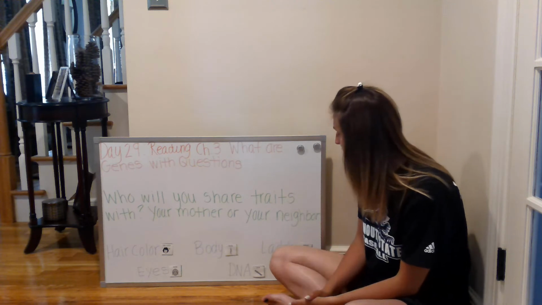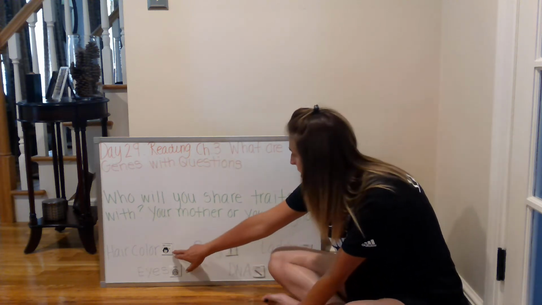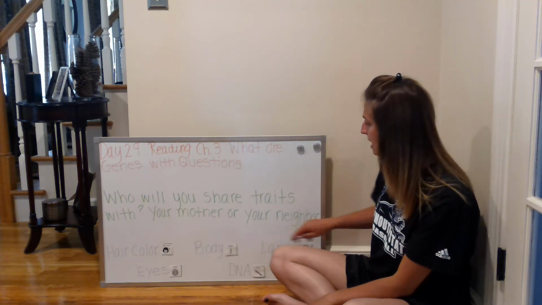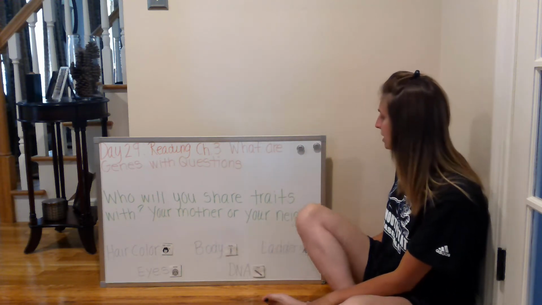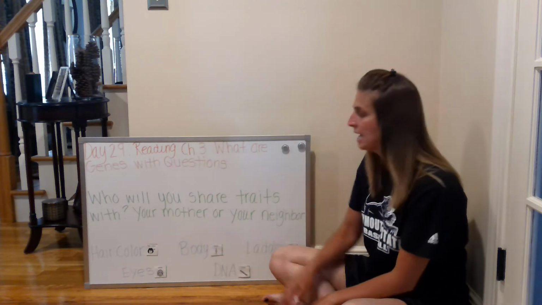We're going to focus on these 5 vocab words today. As I say them, you can repeat back after me. Hair color, body, ladder, eyes, and DNA.